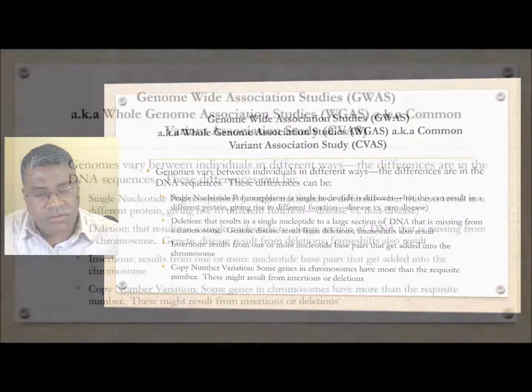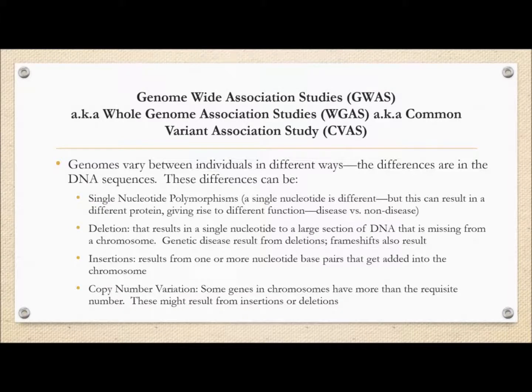So for GWAS, genomes vary between individuals in different ways. The differences are in DNA sequences. These differences can be single nucleotide polymorphisms. A single nucleotide is different, but this can result in a different protein. Remember, in the coding region, in the open reading frame, if you change one nucleotide, you have a different codon. If you have a different codon, you have a different amino acid, which causes a variation in the protein.